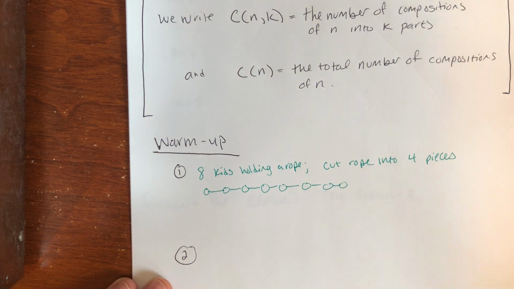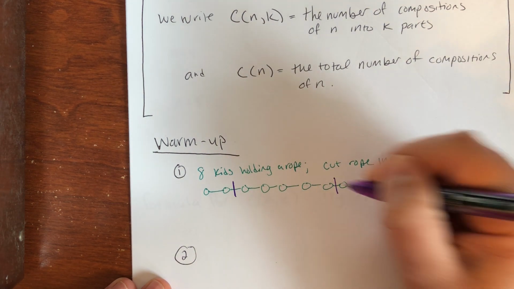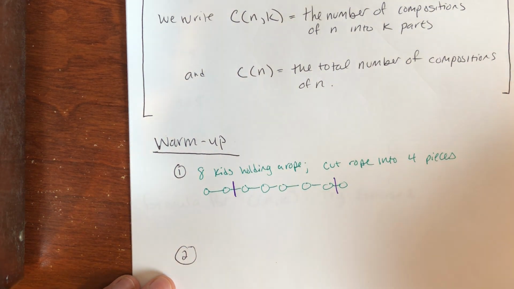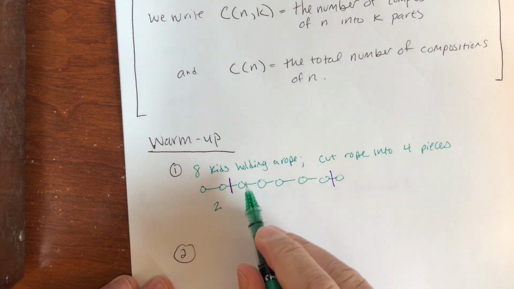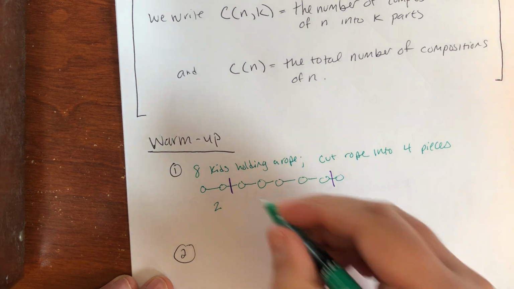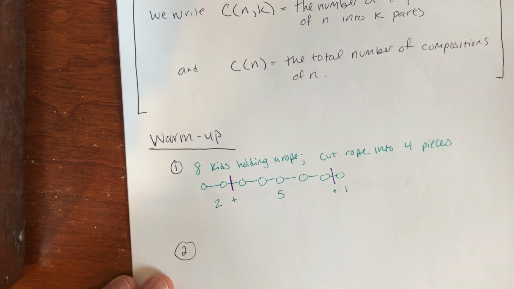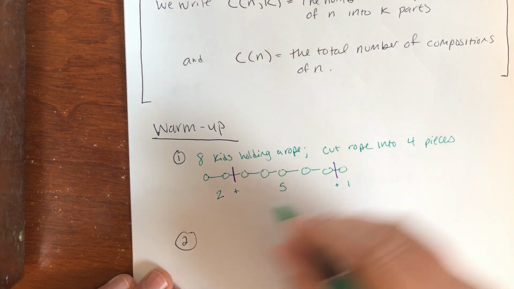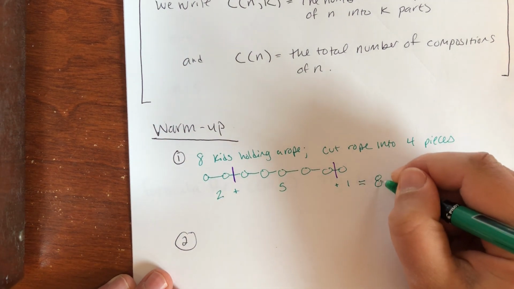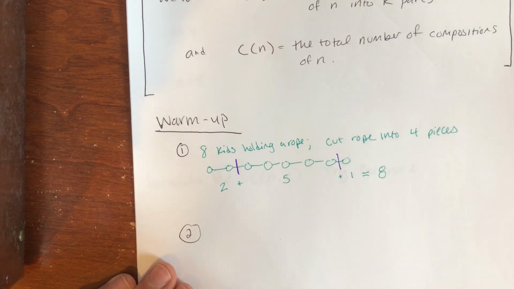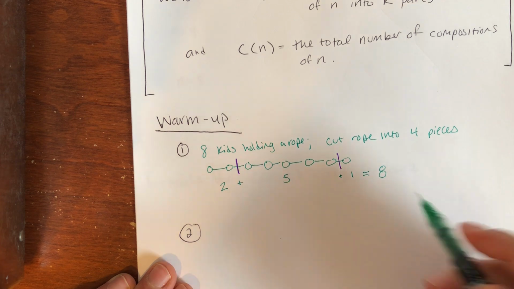And if we decided to cut the rope, say here and here, we really divided up the children here. We have 2 children on the first piece of rope, and then 1, 2, 3, 4, 5 on the second piece of rope, and then 1 at the end. So this is a composition. This is an ordered list of numbers that add up to our total number of kids, which is 8. So this is giving you one example of a composition of 8 into 3 parts.